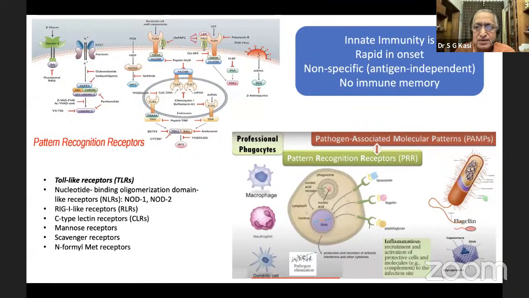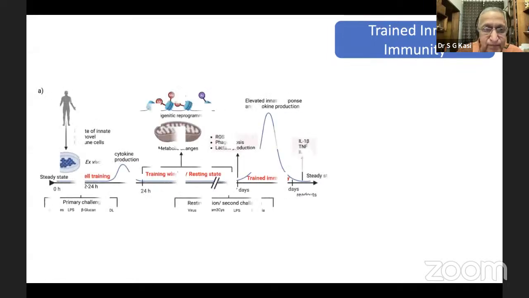So to summarize, innate immunity is rapid. It is non-specific. Whatever the antigen, it is the same type of molecular response, and there is no immune memory. A little qualification of this last word. When we talk about innate immunity, it will remain incomplete if we don't talk about trained innate immunity, especially since the onset of the COVID pandemic. This particular terminology has gained very great importance.